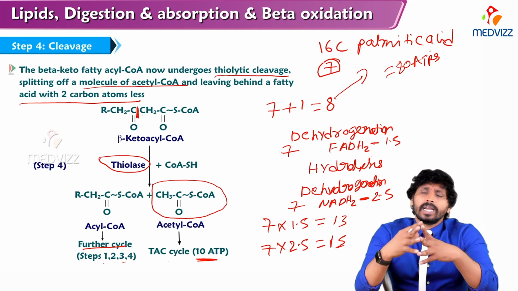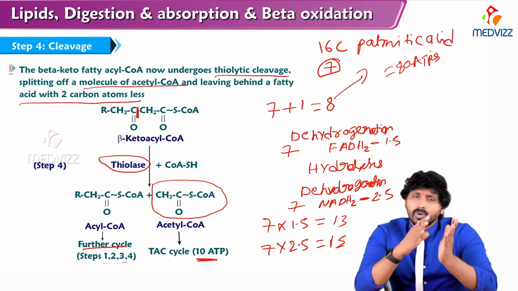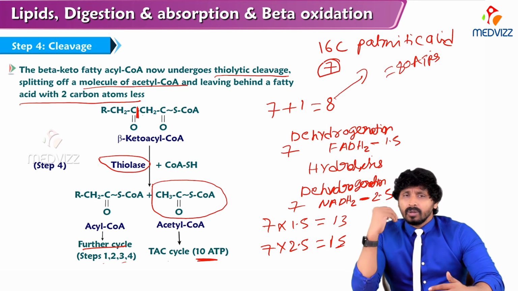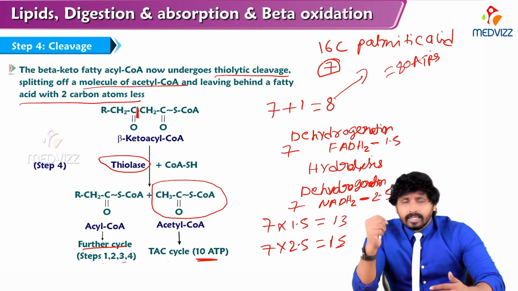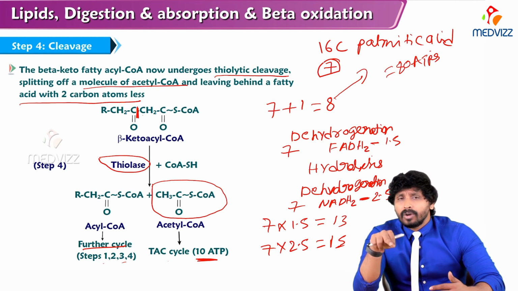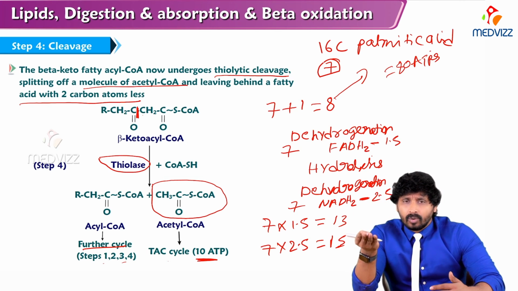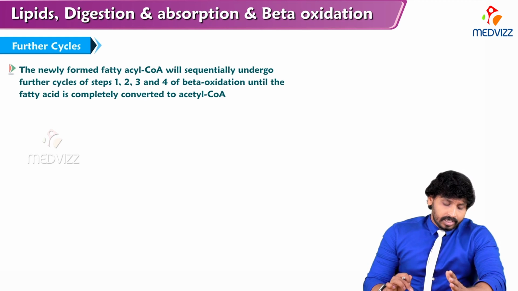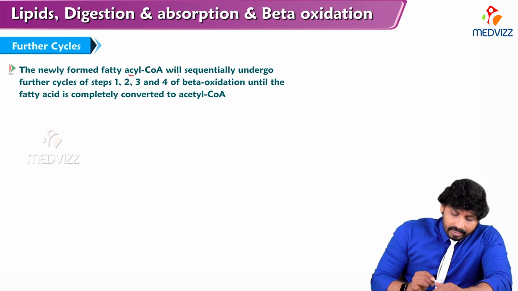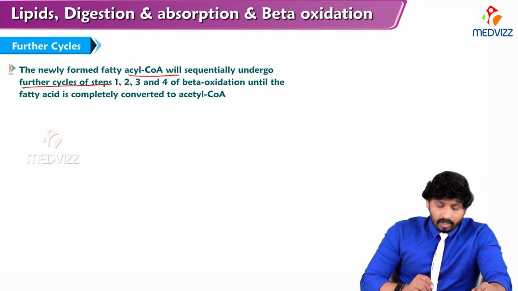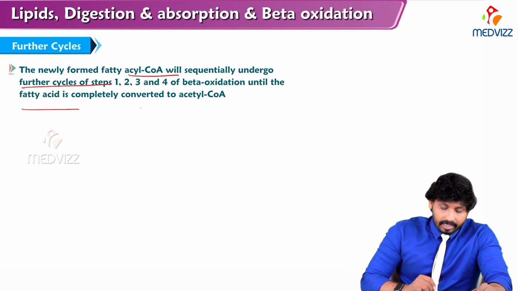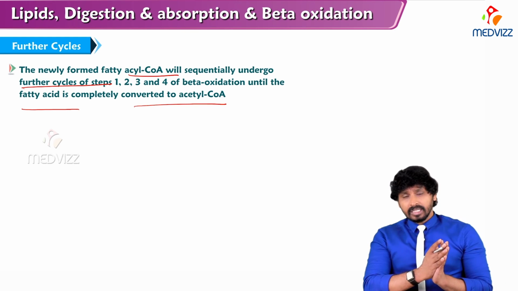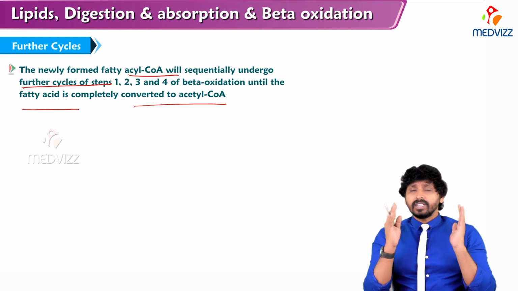If I give you 18 carbons, that is 2 carbons extra from 16 carbons, it will make 8 cycles of beta oxidation instead of 7, and it will produce 9 acetyl-CoA instead of 8. So this is the calculation part for beta oxidation. The newly formed acyl-CoA will sequentially undergo further cycles, steps 1, 2, 3, 4 of beta oxidation, until the fatty acid is completely converted to acetyl-CoA. This is how beta oxidation takes place in terms of energetics.